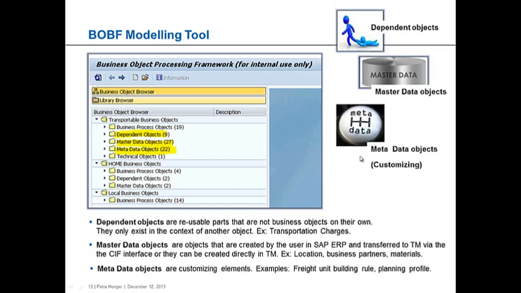The third type we are going to look at is called metadata objects, and here you can find the customizing objects like the freight unit building rule or the planning profile. So this was just a small summary of the kinds of objects that you can find in the browser. Now let's move on to the BOPF design, with two of the most important BOPF design principles.